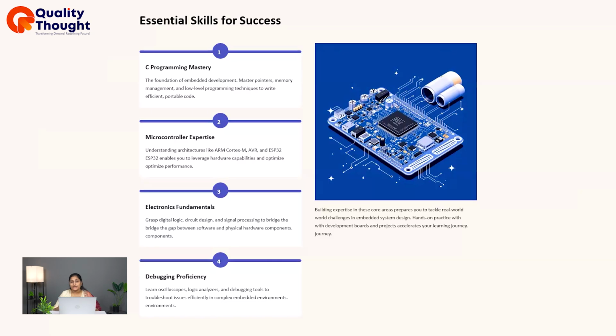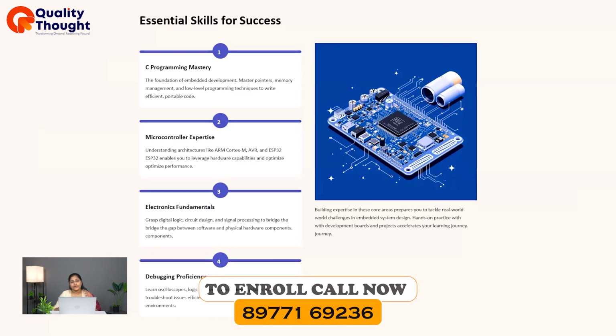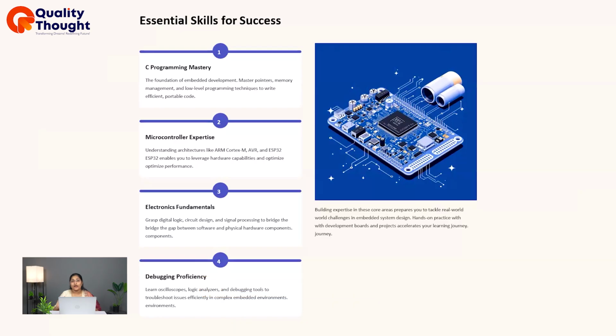And debugging proficiency. Debugging is simple. Whenever you get an error, you are the one who has to rectify it and find your own mistake. That comes under debugging proficiency.